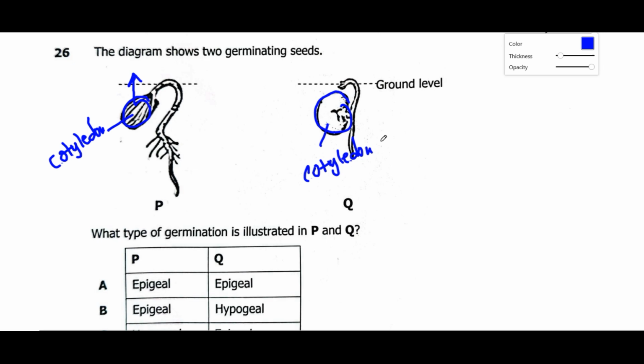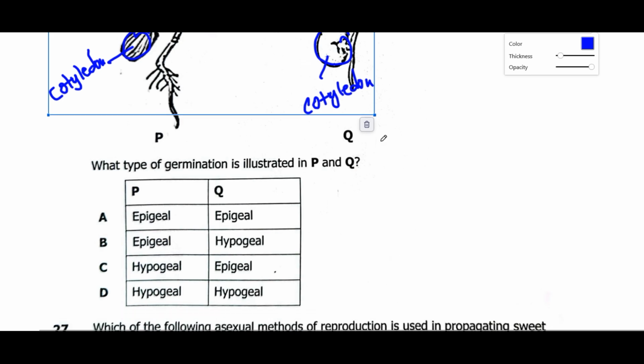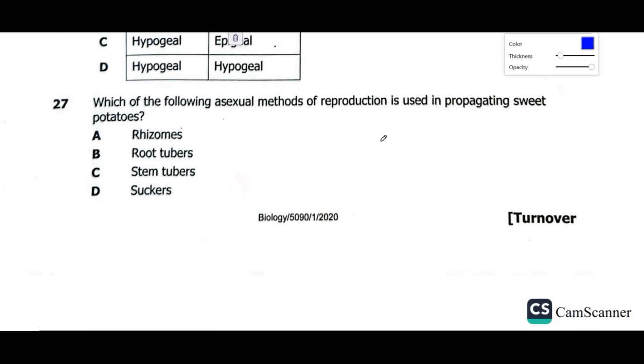below the ground. To summarize this, I want you to master this: epi means above or out, hypo means below. That's the best way to remember. So P is epigeal because the cotyledons are able to go out. Then hypogeal, they remain down. So that's the best way to remember. Hypo below, epi above.